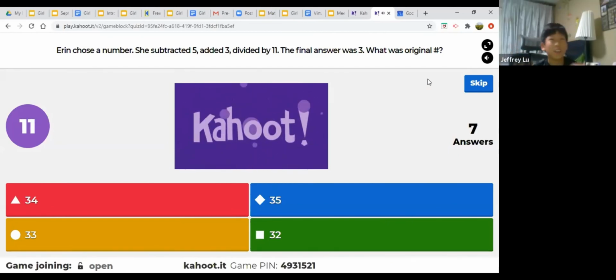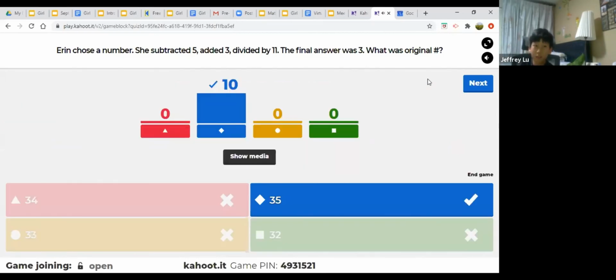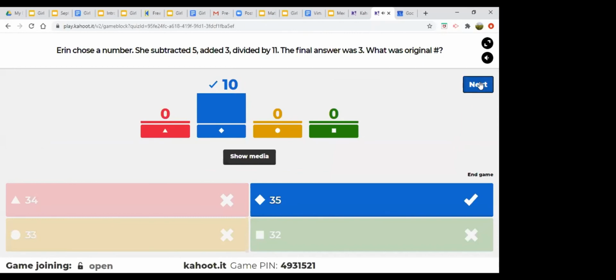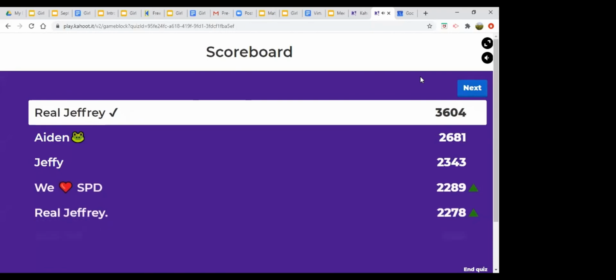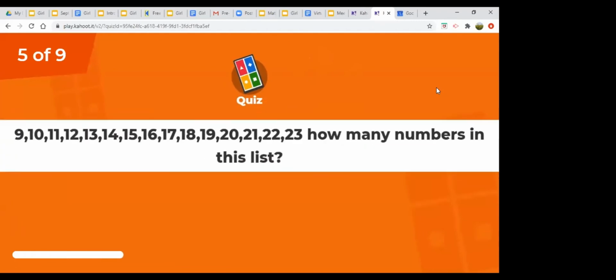Perfect strat. Whenever the screen shows the question, you just solve it and then you can just click the answer right away. Big brain. Okay. Very interesting. Oh my gosh, I was right. I'm so proud of myself. We don't like SPD. Whenever I don't know something, I just guess.